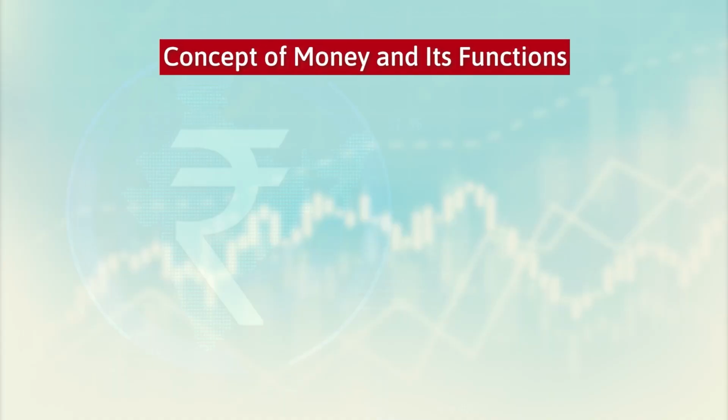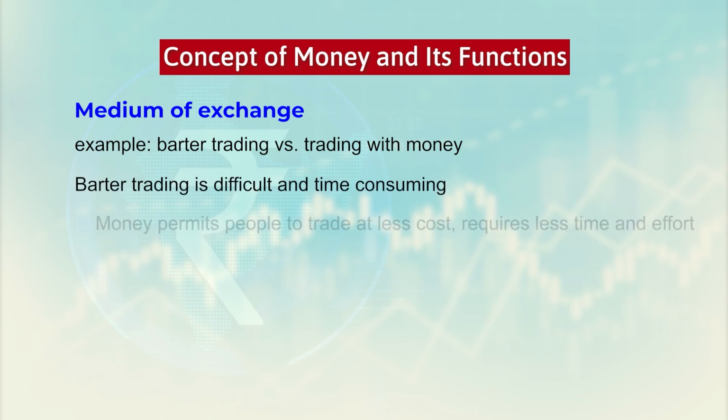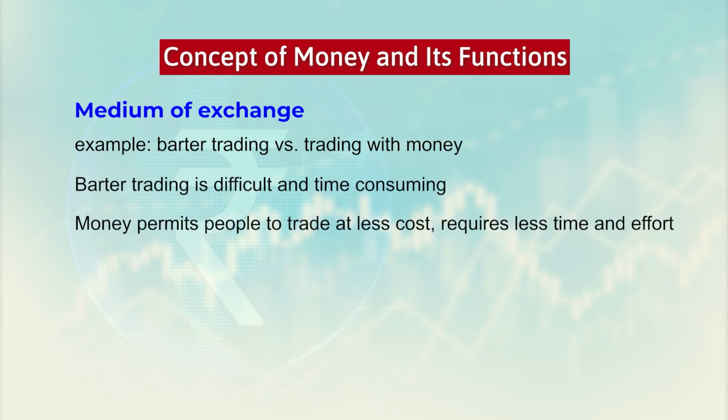And essentially, if you look carefully, money is used as a medium of exchange. In the barter system, we also did exchange, but the goods were exchanged directly. Here, we are exchanging goods through a piece of paper, which is called money. Barter trading is very difficult and time consuming, but money permits people to trade at a much lower cost and also helps increase the productivity of people.